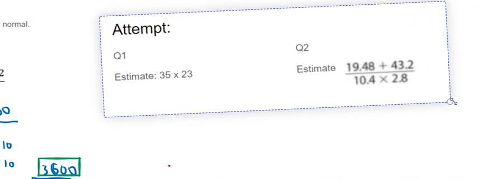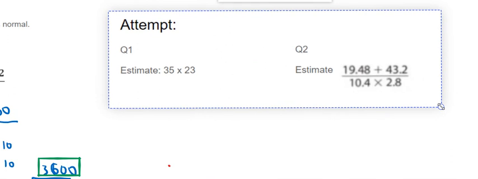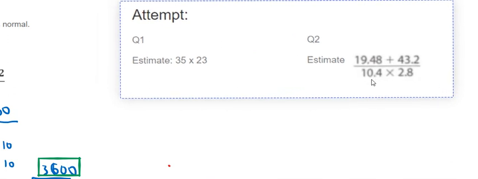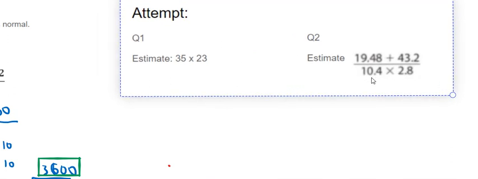So here's 2 more if you just want to pause the video now and try them. The second one looks a bit tricky there, but just try and round off each number to one significant figure first, and then it should look easier.